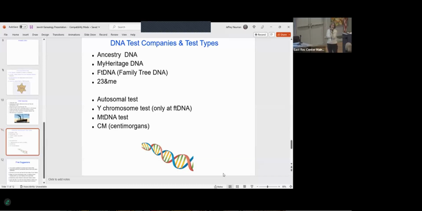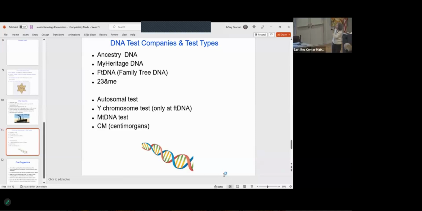In fact, I'm talking to one of them right now because we don't know where the connection is and we're trying to figure it out. He's somewhere between a second and third cousin. So we're trying to figure that out.